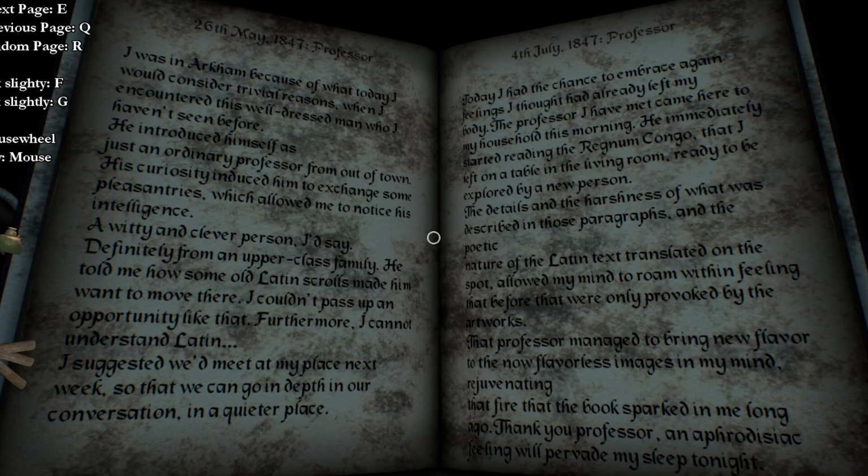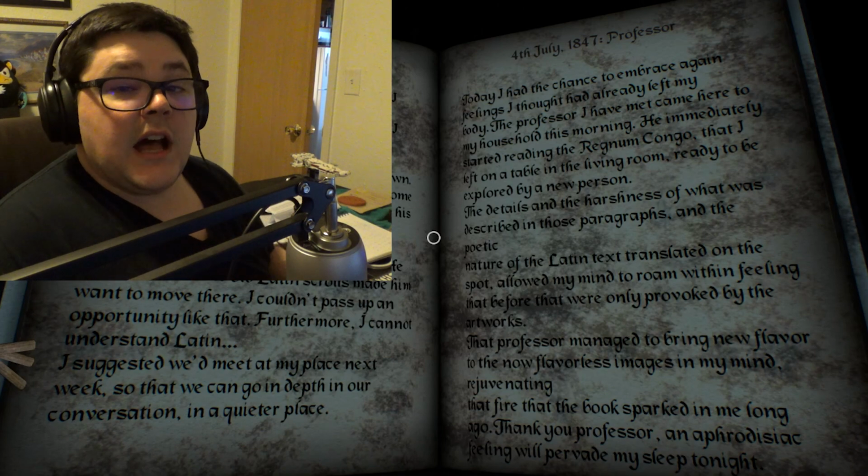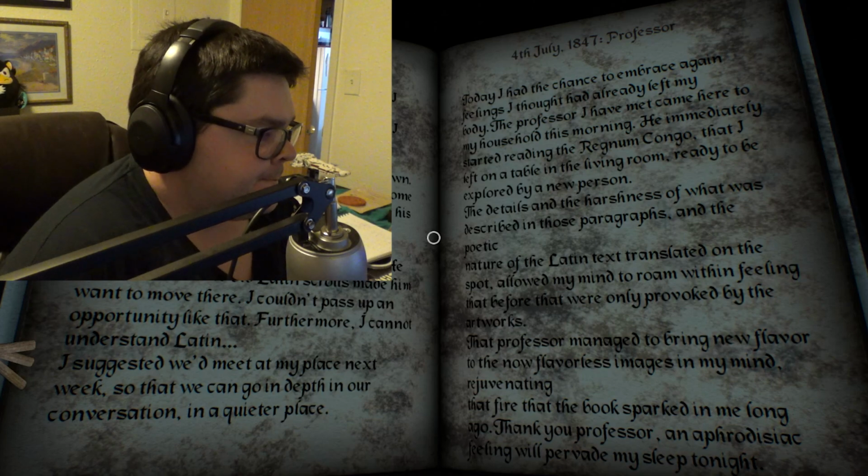Today I had the chance to embrace again feelings that I already had left my body. The professor I have met came here to my household this morning. He immediately started reading the Reguni Congo that I left on a table in the living room, ready to be explored by a new person. Excuse me. This draw is very hard to maintain, you know what I'm saying?